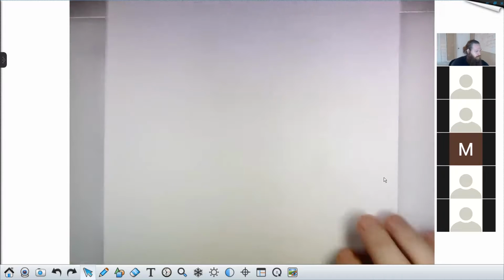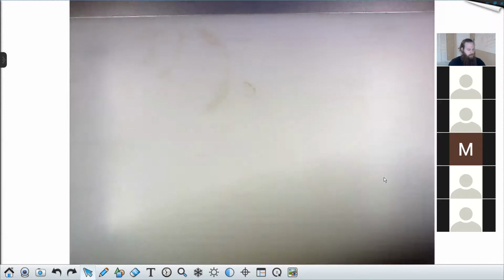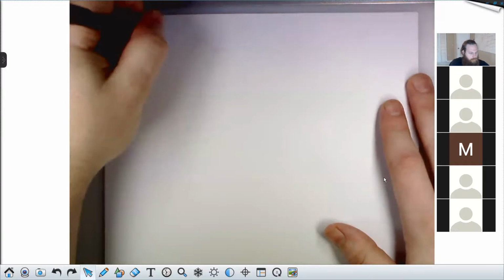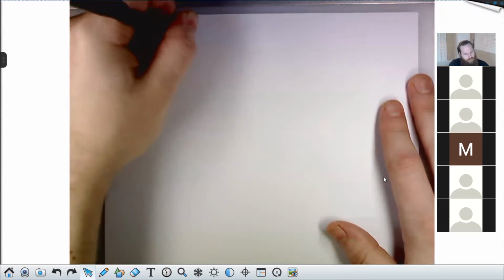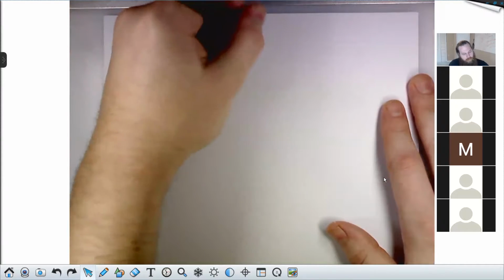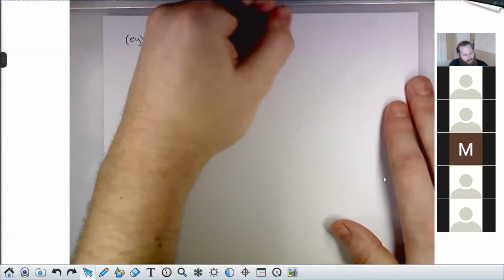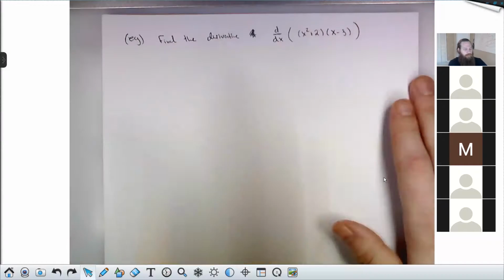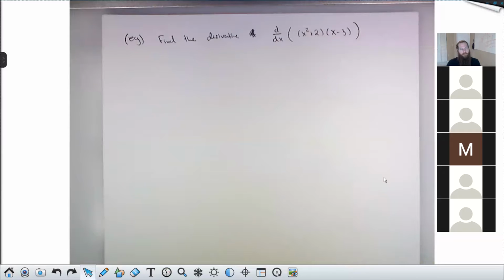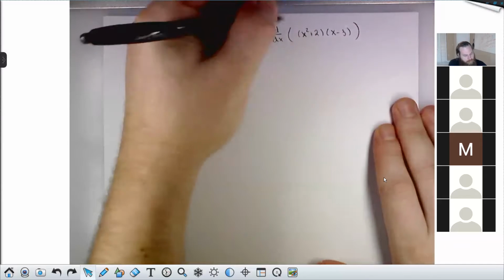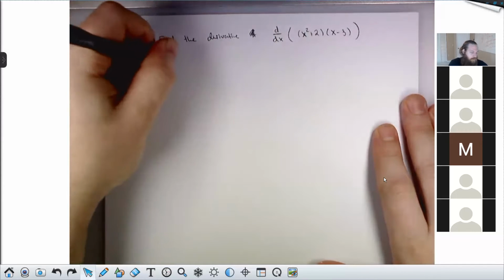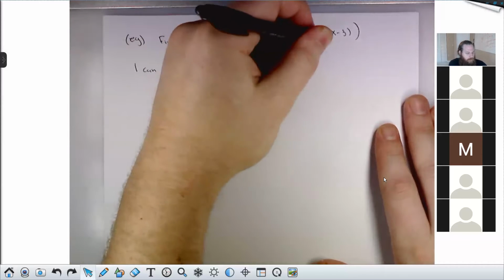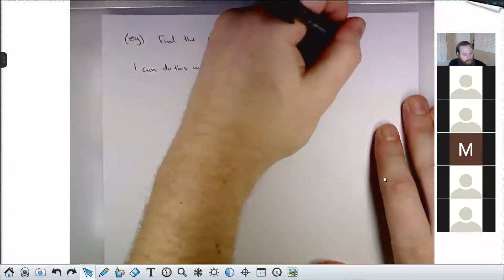So let's get a little more practice with the product rule. I want to highlight some things that you can use the product rule on and some things you might not want to use the product rule on. So find the derivative, I'll just say it like this, d dx of x squared plus 2 times x minus 3. So I could use the product rule. I can think of this as f of x and this as g of x.